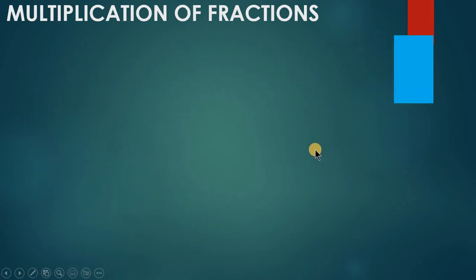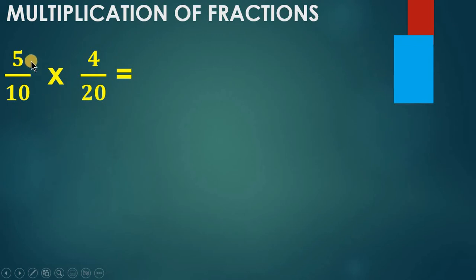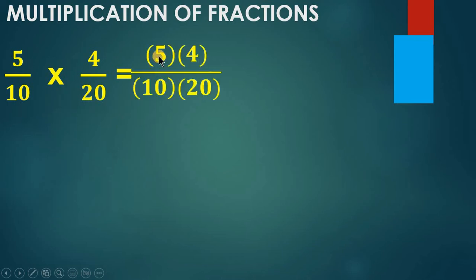Okay, another example. Ayan. So, we have 5 all over 10 multiplied by 4 all over 20. So, yung long method muna. So, we have here 5 times 4, then 10 times 20. Okay. So, 5 times 4, so we have siyempre 20, and then 10 times 20, so we have 200.